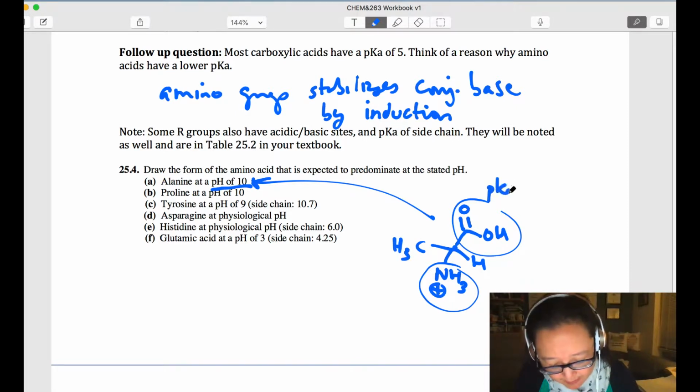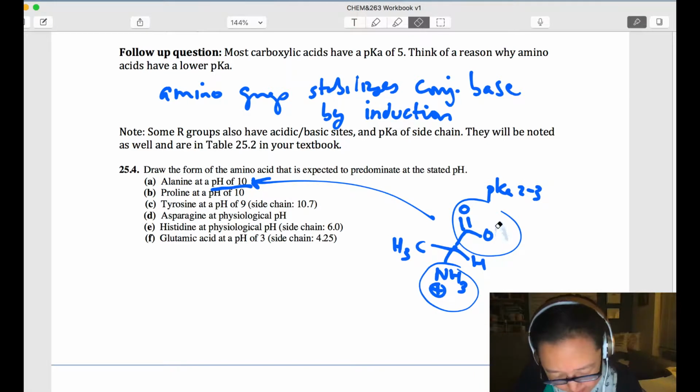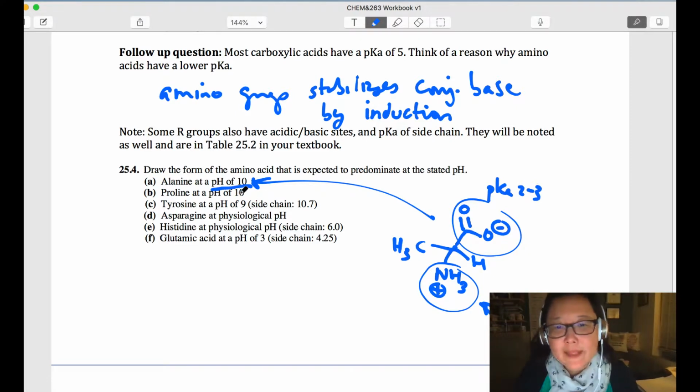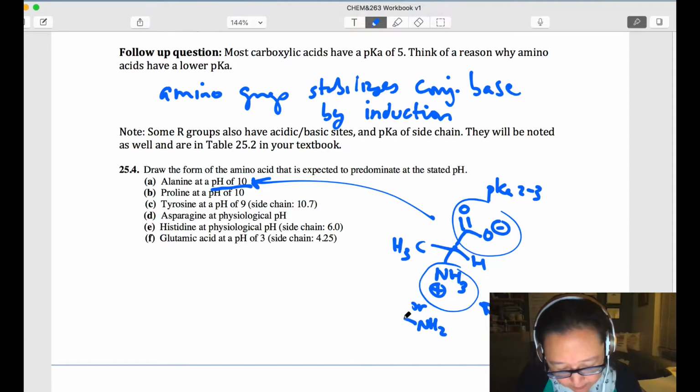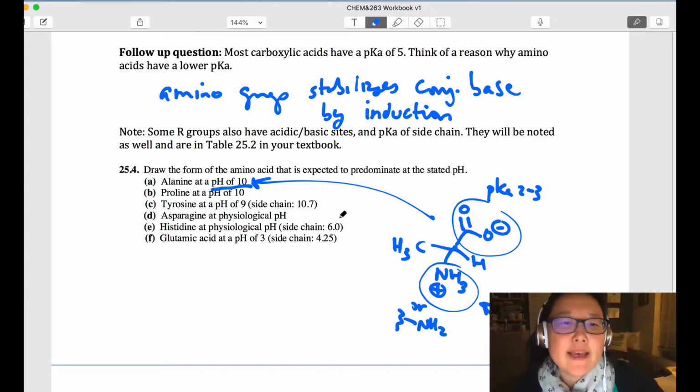If this is a pKa of 2 to 3, and I have a pH of 10, that's really basic, right? So I want the basic form of this. I'm going to take my H away and make the basic form. This group has a pKa of 9 to 10, and I'm at 10. That means I'm 50% protonated and 50% deprotonated. In that case, you can just decide, or you can write both if you want. So the idea is, what does the structure look like? Is it charged? Is it neutral? What parts are charged or neutral, depending on the pKa of each group and these pHs.